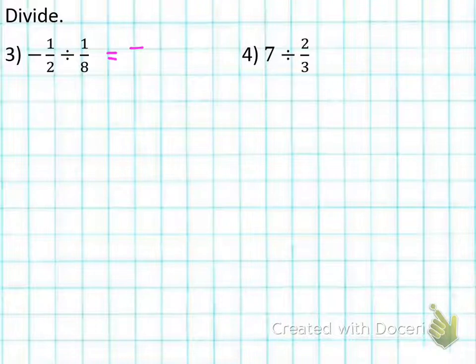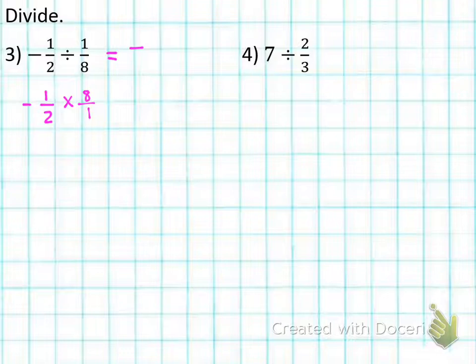Okay, what are we doing, everyone? Reciprocal. So 1/8 becomes 8 over 1. Division sign becomes? Good, so we have negative 1/2 times 8 over 1.